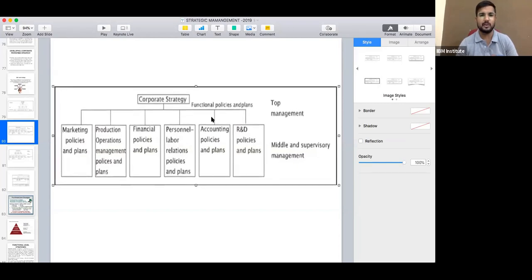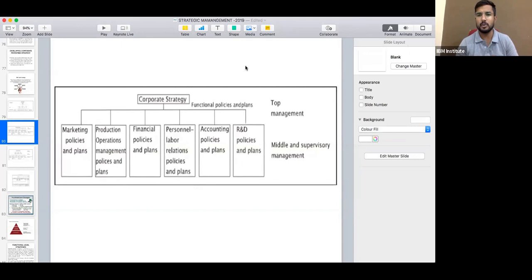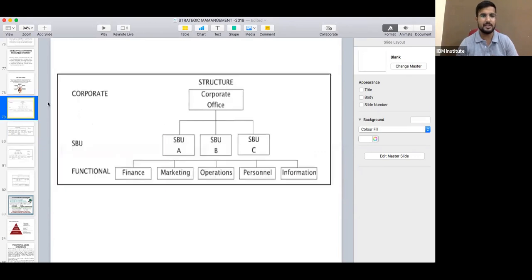Now, as I told you, the top management holds some authority to take certain decisions when it comes to top management, or we can say corporate policy of the company. But when I'm talking about middle level or supervisory level management, it is all concerned with the functional departments along with the strategic business units, which, as you can see right now, are called the SBU based units.